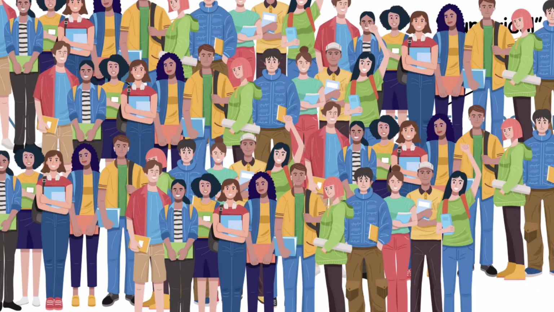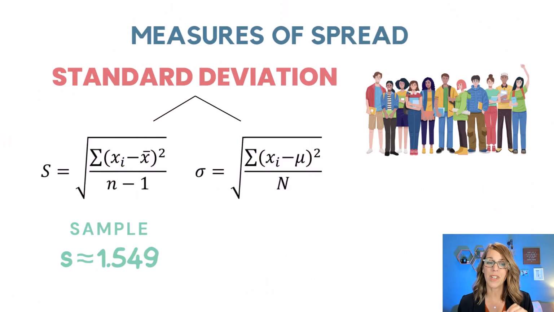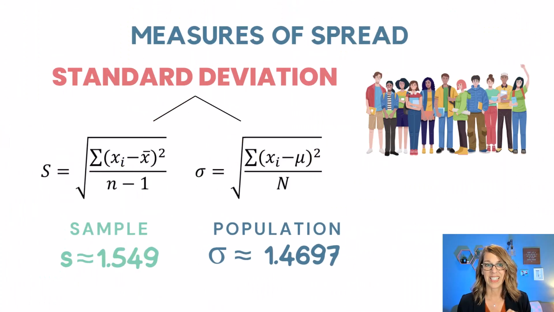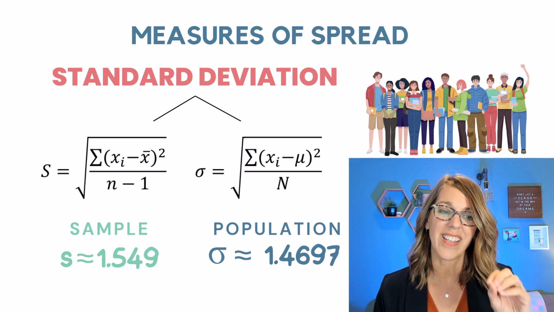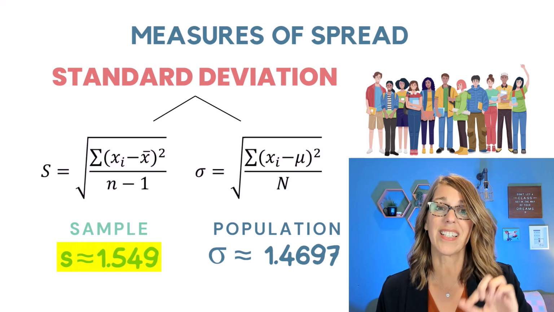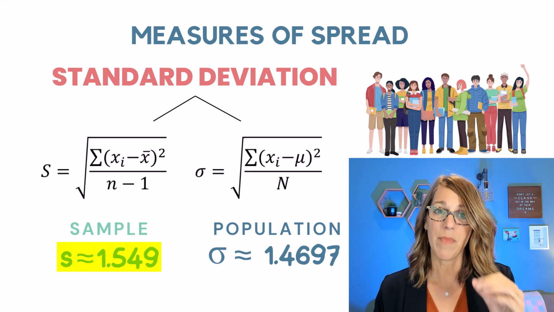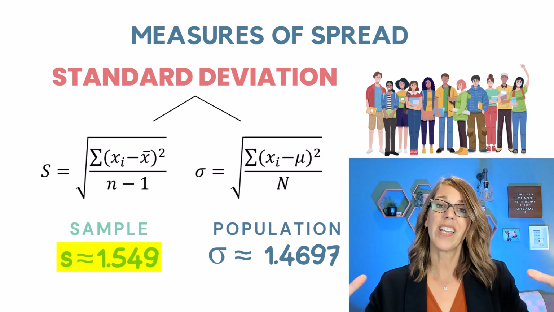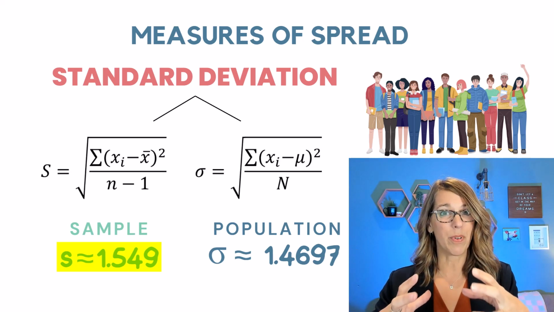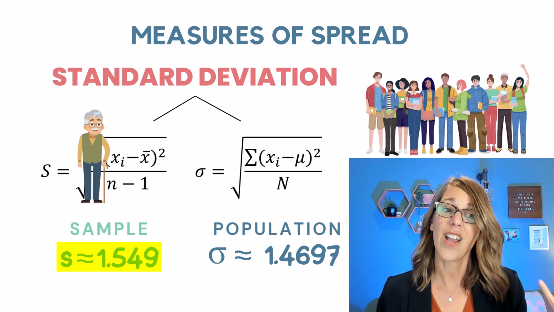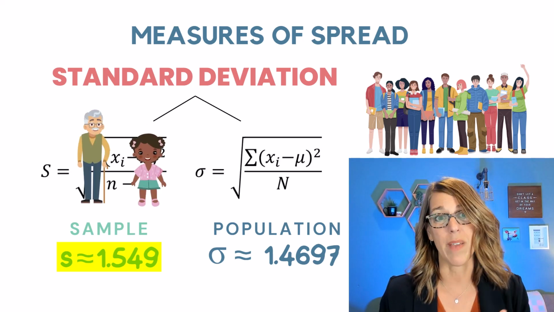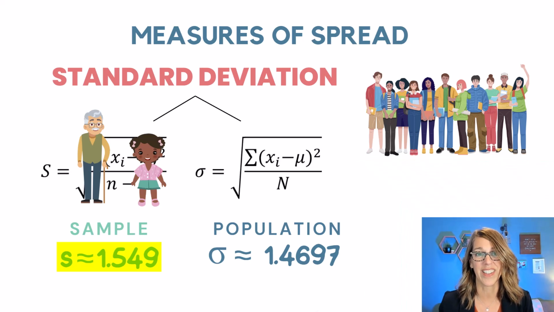But if this data happens to be all of our population data, we would use sigma, and that sigma is 1.4697. What I really want you to remember out of this example is that the sample standard deviation has this little adjustment factor that makes it slightly larger. When we're looking at a sample of data, it's pretty likely that we're going to miss some of the extreme values, like our oldest student or maybe our youngest student.